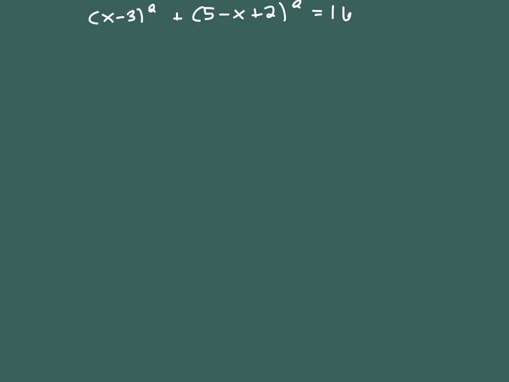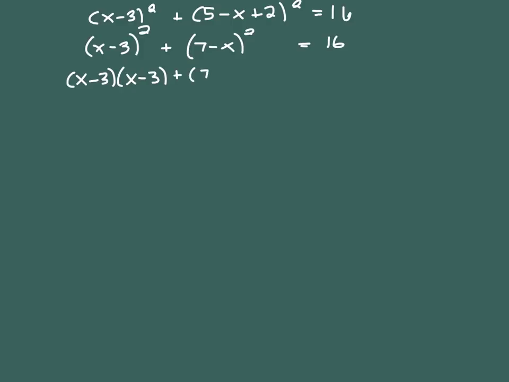So why don't we first just bring down the x minus 3 squared, and then plus, now when we combine the like terms here, 5 plus 2 is 7, so we could write that as 7 minus x. And then we'll bring down the equals 16. Okay, so now, since these are both being squared, let's write them out twice. So we have x minus 3 times x minus 3 plus 7 minus x times 7 minus x equals 16. Okay, and we're just going to double distribute.